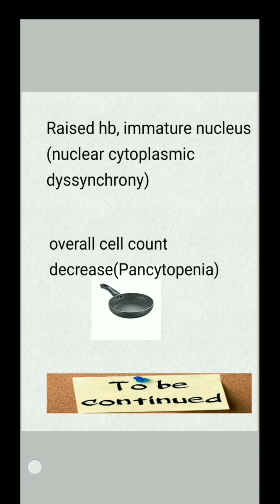And red blood cells are not the only cells that need replication to get divided. All the other white blood cells also need replication to get divided. Because replication is the process getting affected, all cell counts will also decrease. So we will end up with pancytopenia.